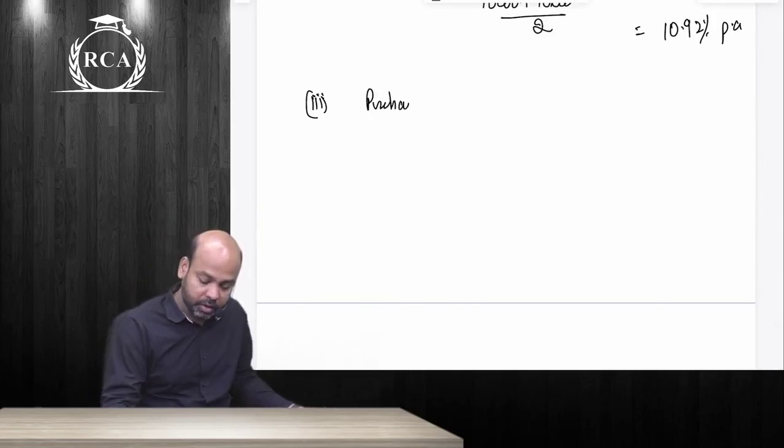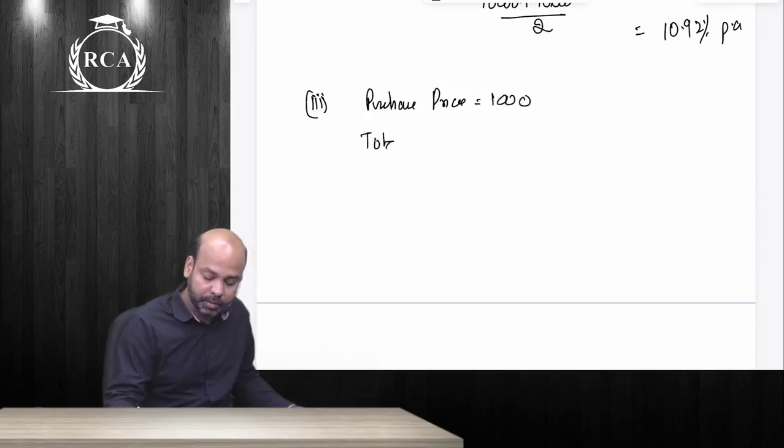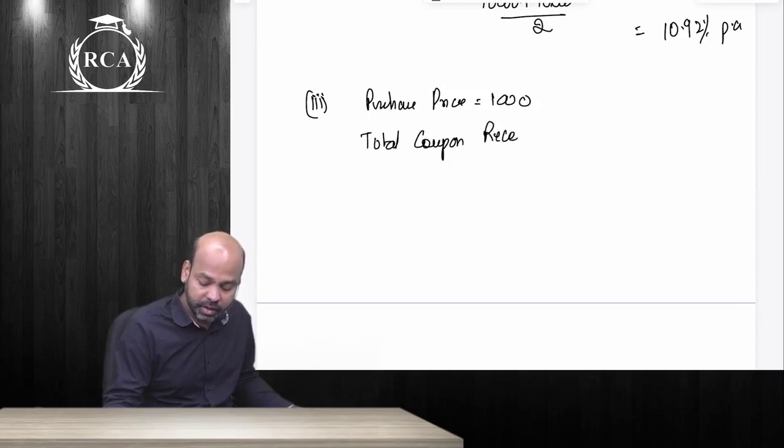Purchase price of the bond is 1000. Total coupon receipts, that is 250 rupees. First case में बेटा selling price कितना है?